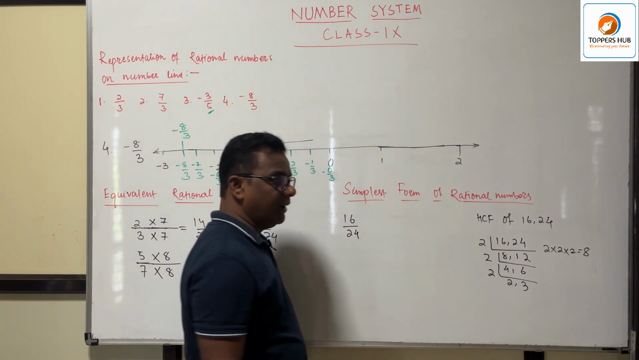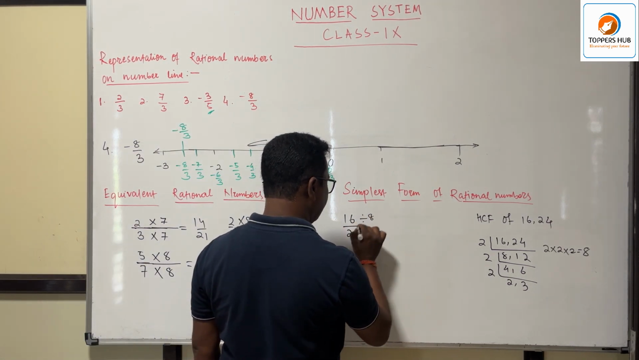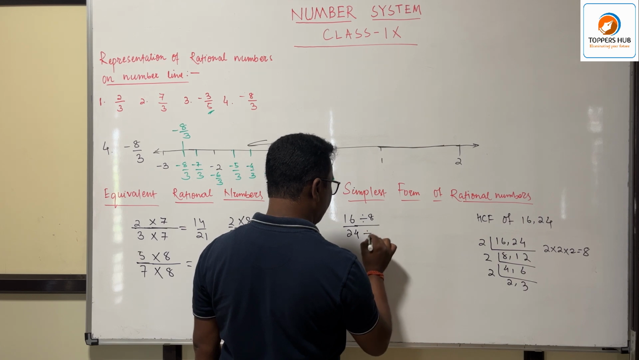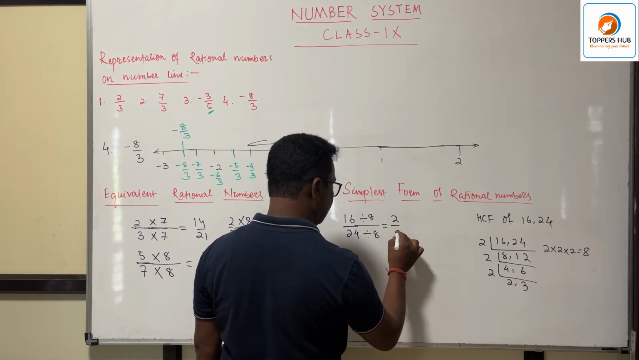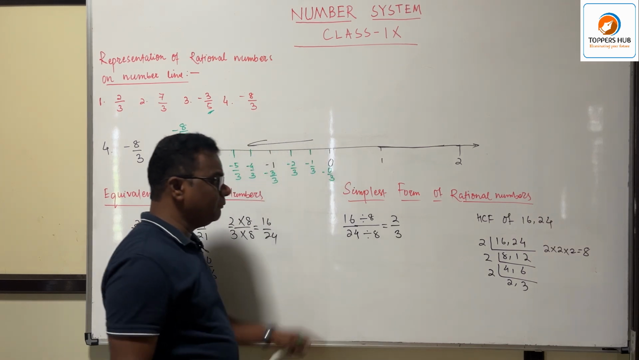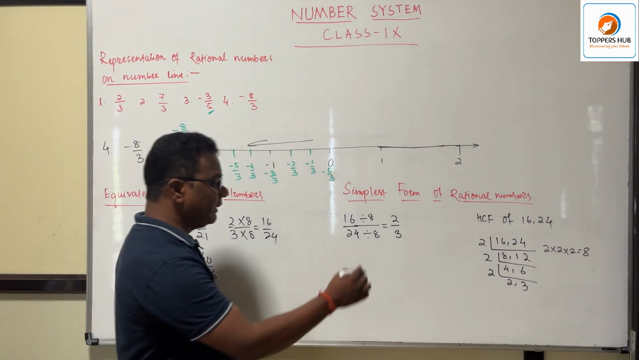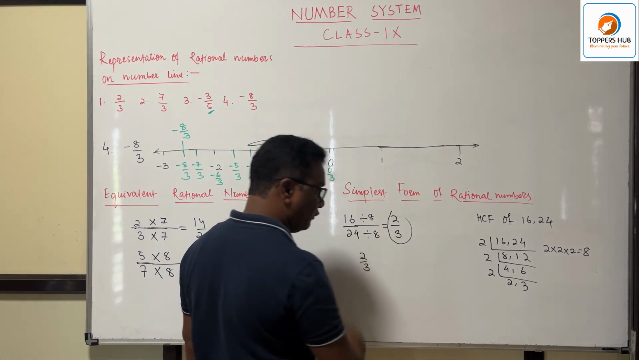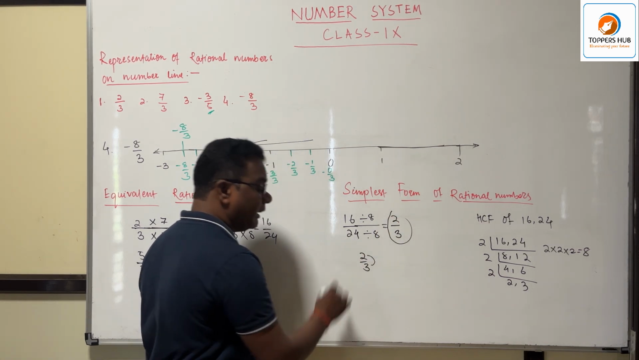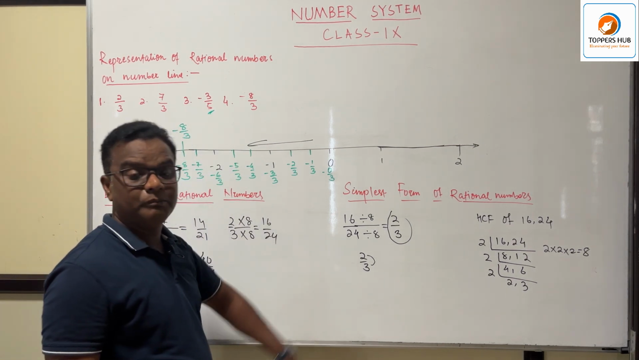Now I am going to divide both the numerator and denominator by 8. 16 divided by 8 and 24 divided by 8. I am getting 2 by 3. This is the simplest form. When both the numerator and denominator are divided by the same number, and we get a number in the p by q form, this p and q, numerator and denominator, must be co-prime numbers. Numerator and denominator must be co-prime.